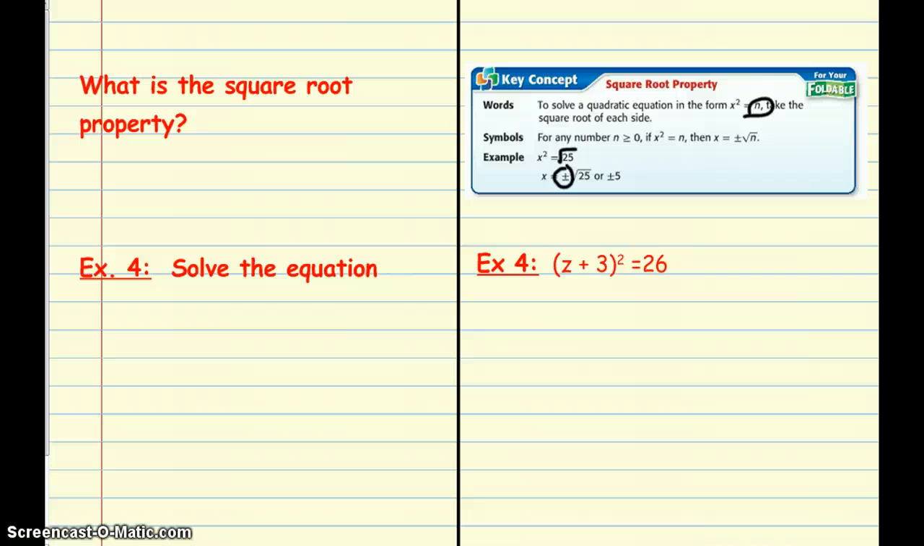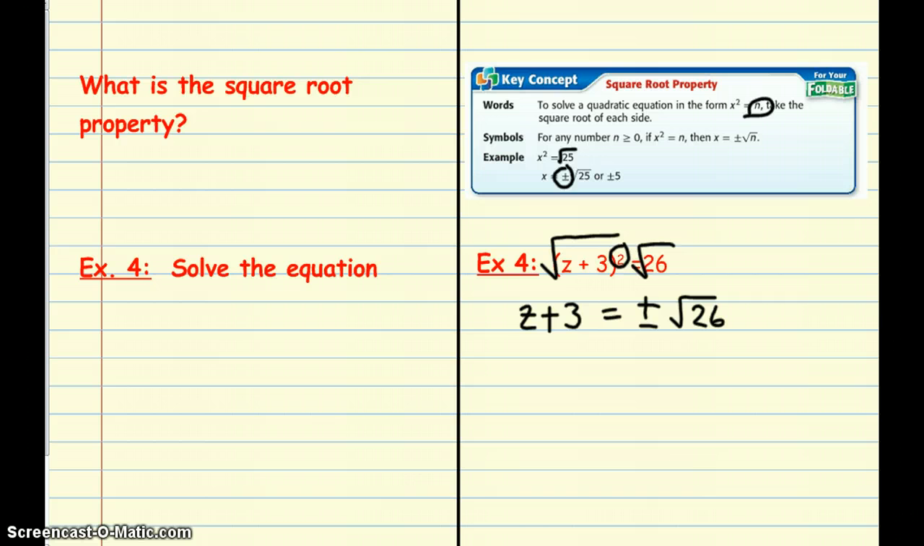We have the quantity of z plus 3 squared is equal to 26. Again, when we have a problem like this, the first thing that we're going to do is take the square root of both sides. The square root of something squared is just what's inside the parentheses in this case. So we have z plus 3. As the square root property says, we're going to take the square root of that right-hand side. And we know that 26 is not a perfect square, so we can write plus or minus square root of 26.